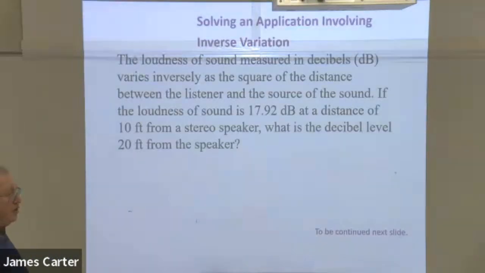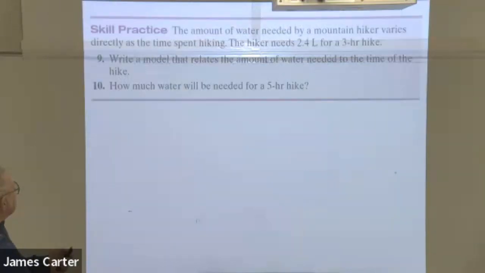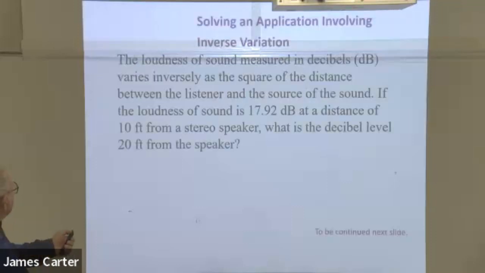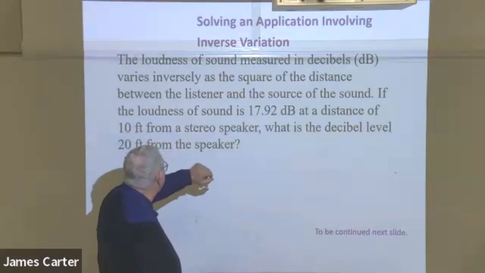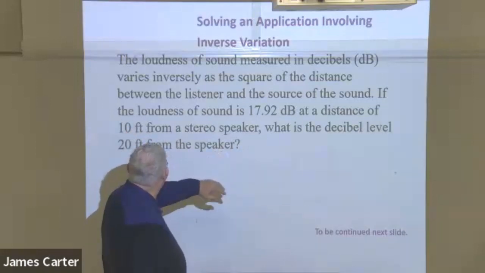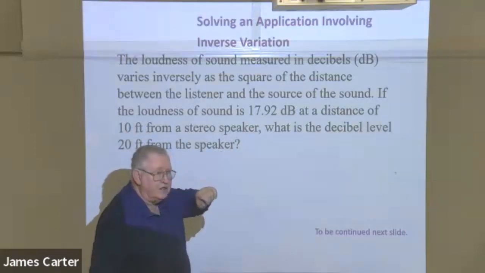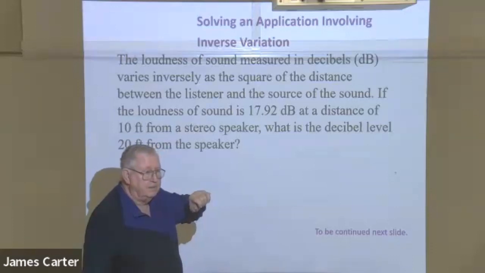Okay, this one I also have a true experience with. The loudness of sound measured in decibels varies inversely as the square of the distance between the listener and the source of the sound. If the loudness is so much at a distance of 10 feet from a speaker, what is the decibel when you're 20 feet, or twice as far away?